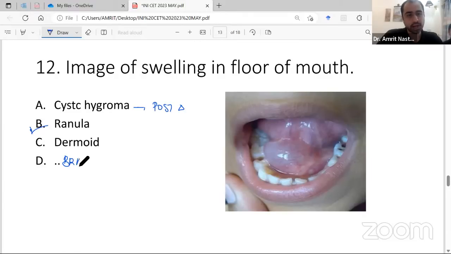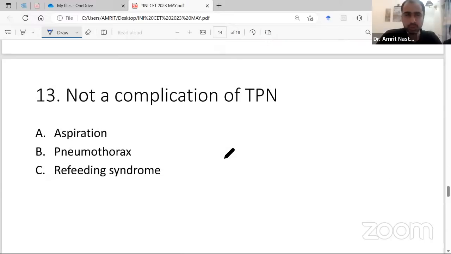Okay, fourth option was branchial cyst. That also occurs in the neck. So branchial cyst is also in the neck. Floor of the mouth are only these two, but since it was a clear swelling, it should be ranula. That's what most students said.